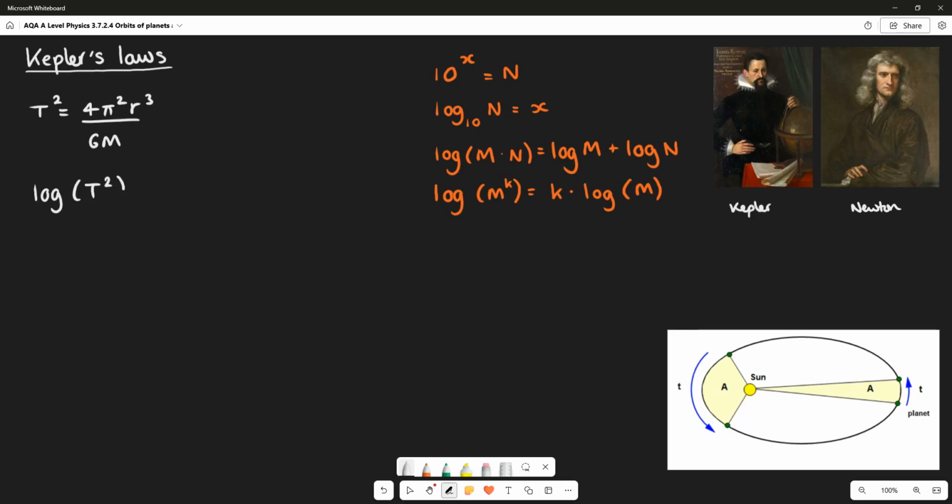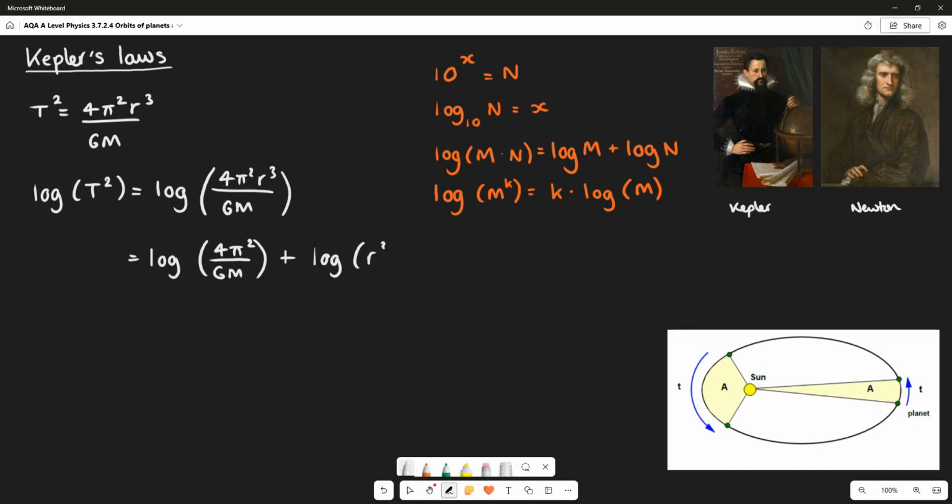We're going to take the logarithm of both sides of the equation first of all. Then we're going to rewrite this side using this rule here. Now we're going to use the power rule to extract the 2 and the 3.